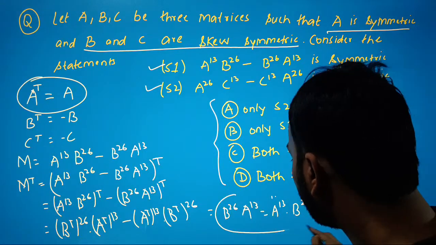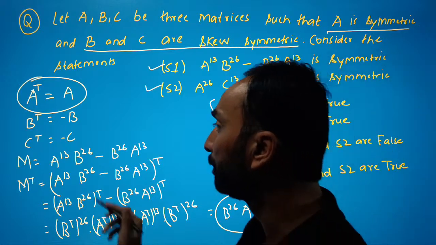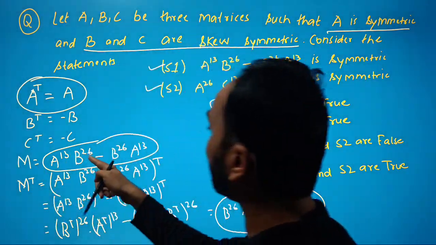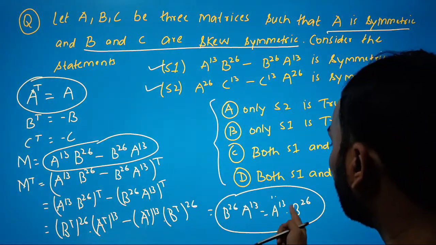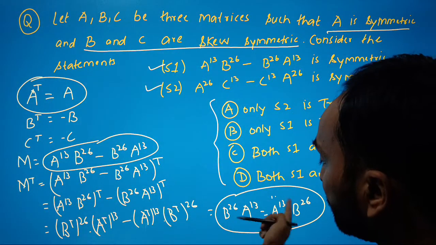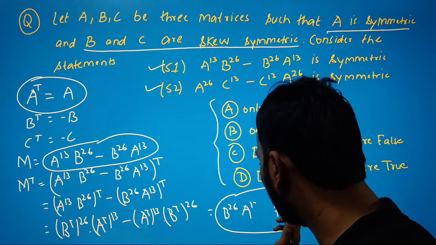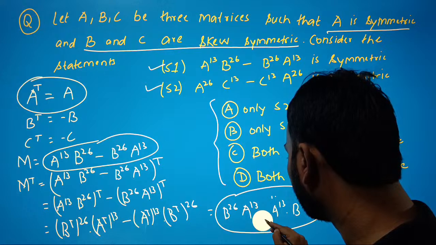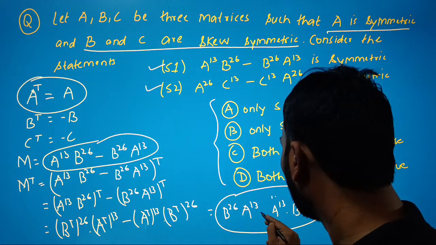Now compare the result we got with M. M is what we have taken as A^13 B^26 minus B^26 A^13, and there is a minus sign in between, right?